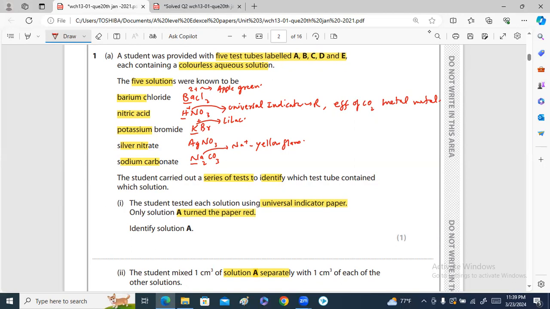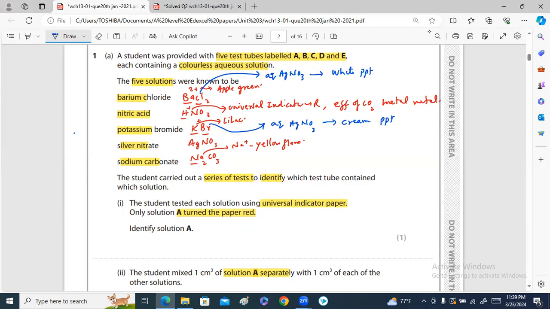Now, there are some halide ions as well: chloride ion, bromide ion, and iodide ion. They can be tested by using aqueous silver nitrate. If we use aqueous silver nitrate, chloride ion can produce a white precipitate, whereas the bromide ion can also produce a precipitate with the silver nitrate, but the color is different. They can produce a green precipitate. If we have the iodide ion, it will give us a yellow precipitate.